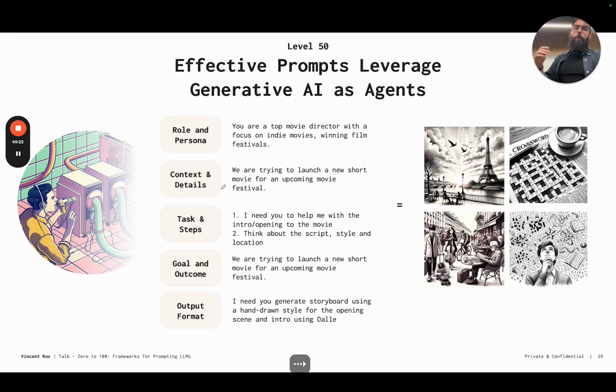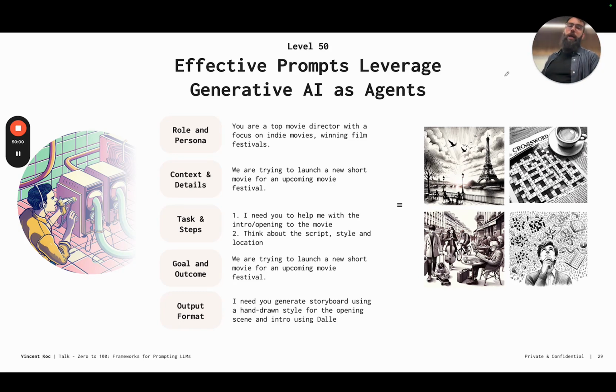The example I ran through here was: you're a top movie director with a focus on indie movies, winning film festivals. We're trying to launch a new short movie for an upcoming movie festival. The task is, I need you to help me with the intro opening. Think about the script style and location. So I've told it to be quite specific. The goal is we're trying to launch a new short movie for that movie festival, and the output format is I need you to generate a storyboard using the hand-drawn style for the opening scene, intro using DALL-E. By saying use DALL-E, ChatGPT knows to go and create an image for me. So instead of giving me the script, I specifically want storyboard images.